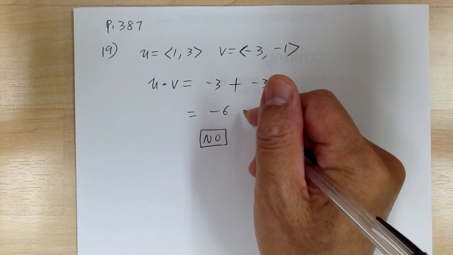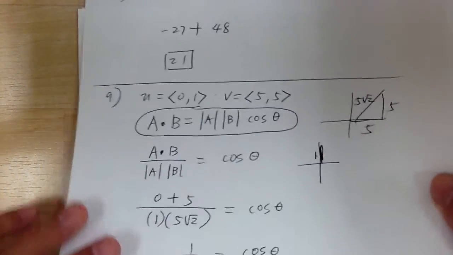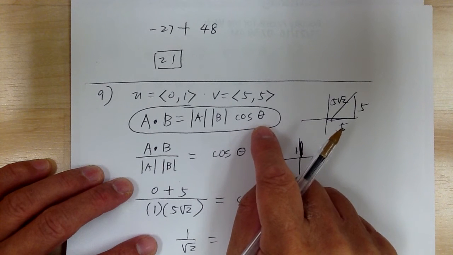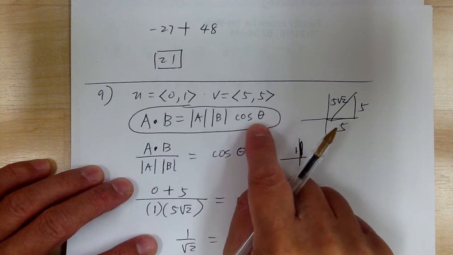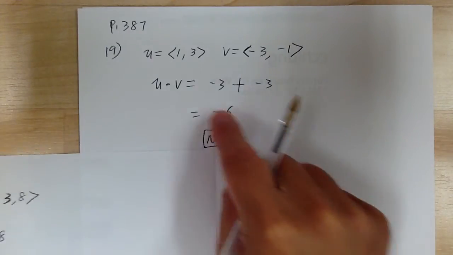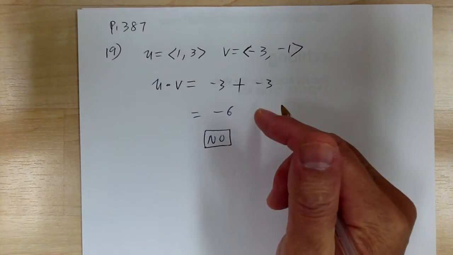If it's equal to 0, if you go back to this equation, if the two vectors are perpendicular, it means the angle between them is 90 degrees, and cosine of 90 degrees will give you 0, and that's where a dot b equal to 0 comes from. So again, if a dot b equal to 0, that means it's perpendicular.